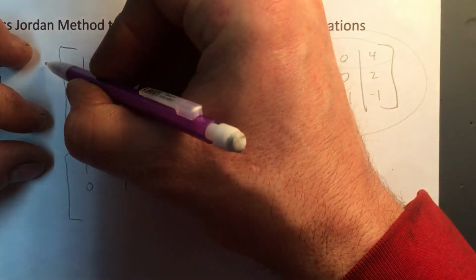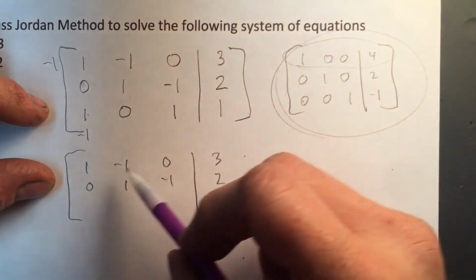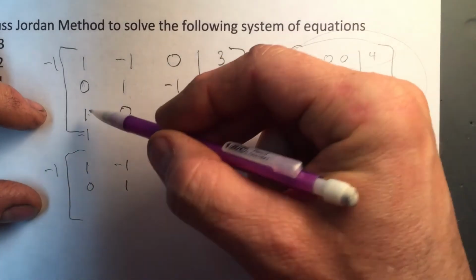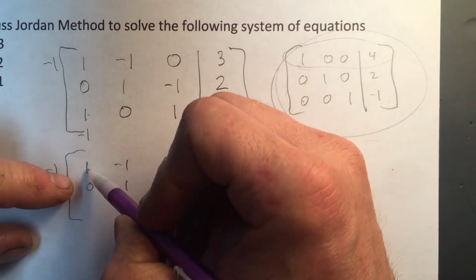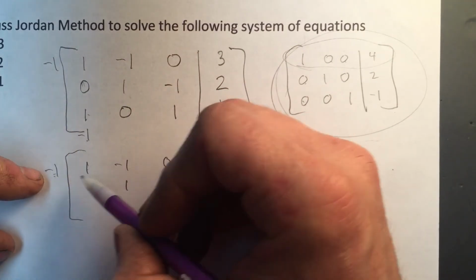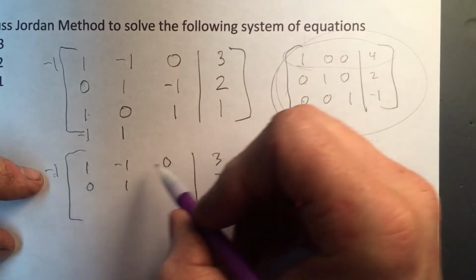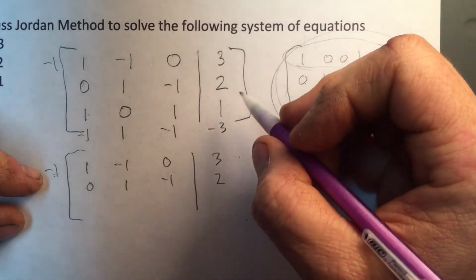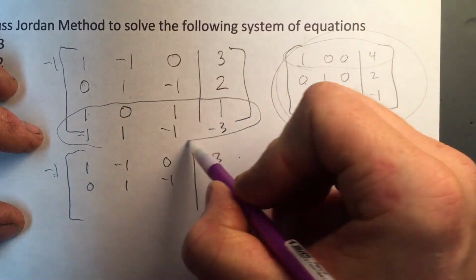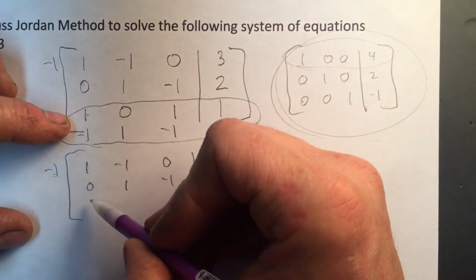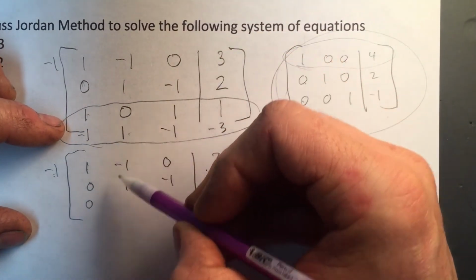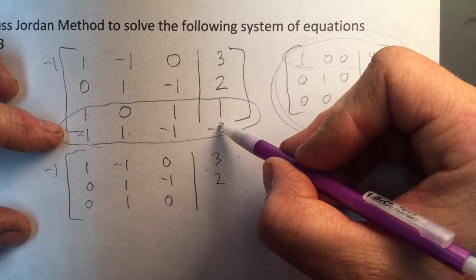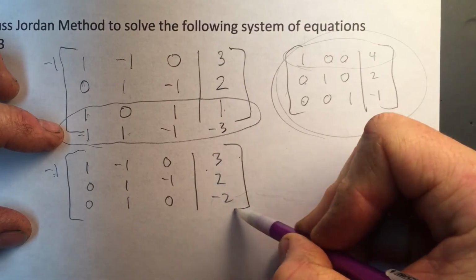So what I'll do is I'll just do -1 times this row here. Let's do it down here. -1 times this row, and I'm going to add it to that row. So -1 times 1 is -1. -1 times -1 would be 1. -1 times 0 is -1. -1 times 3 is -3. And I'll add these two together. 1 plus -1 is 0. 0 plus 1 is 1. 1 plus -1 is 0. 1 plus -3 is -2. And there you go.